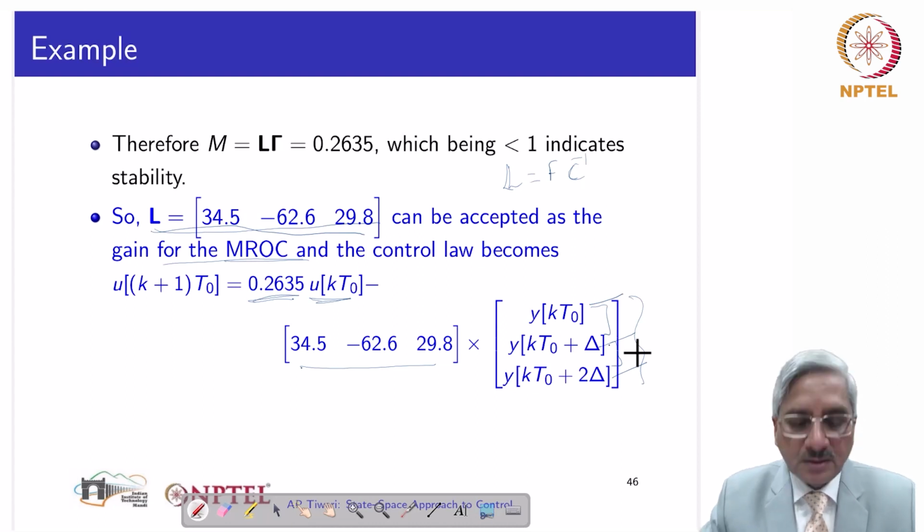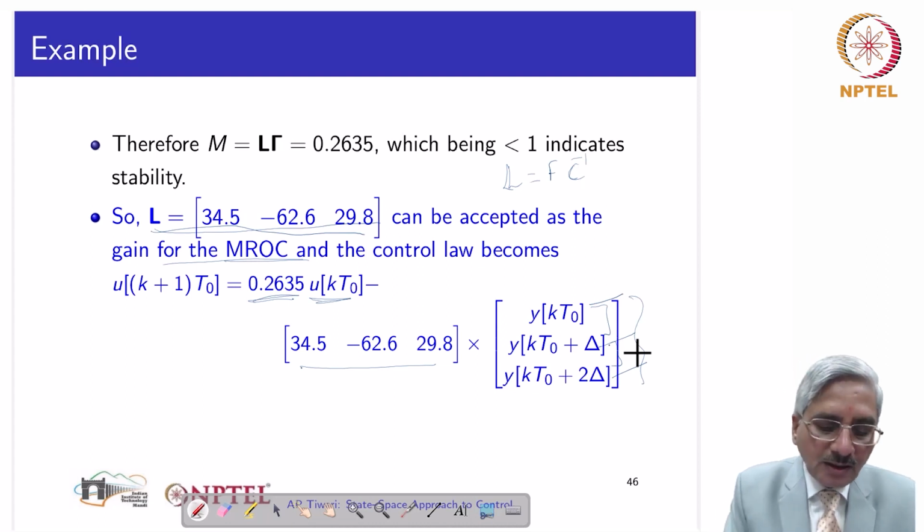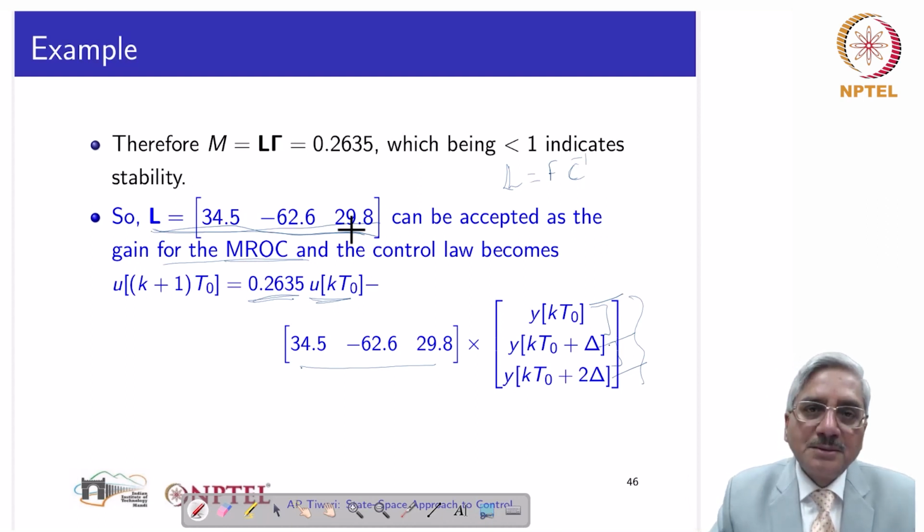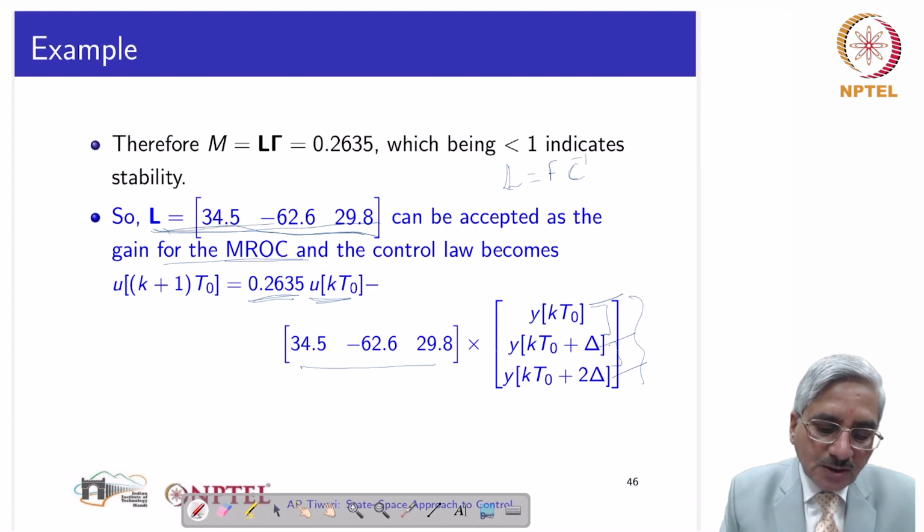We can obtain this L. This L realizes the state feedback gain, and so for this system, without an observer, we can implement state feedback through this L and through this control.